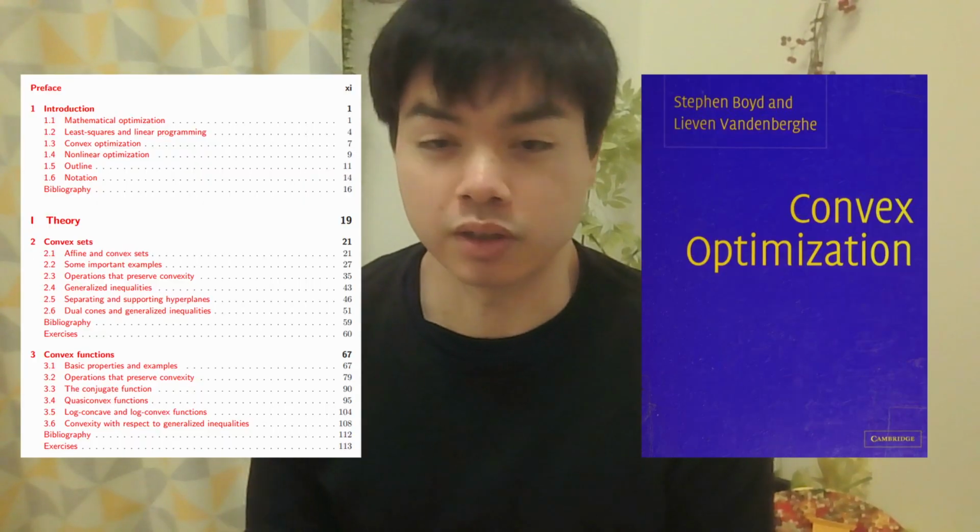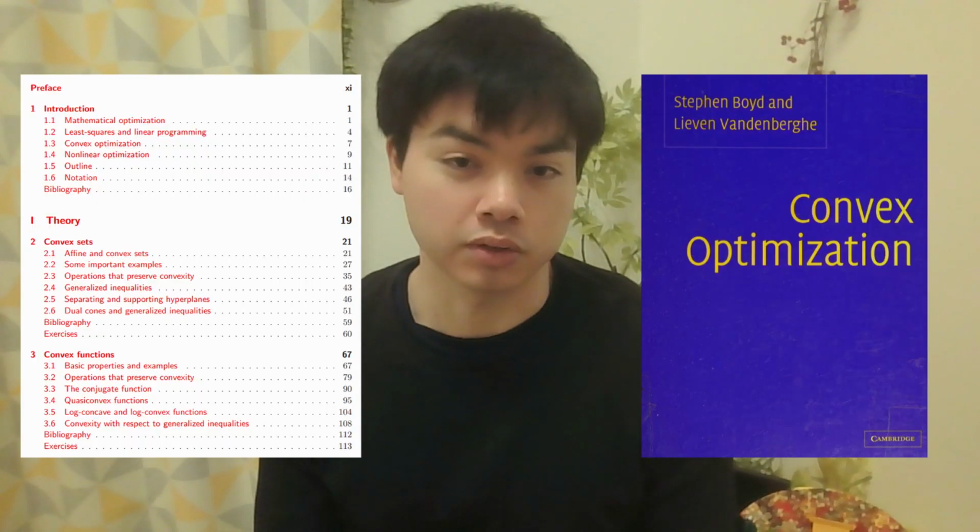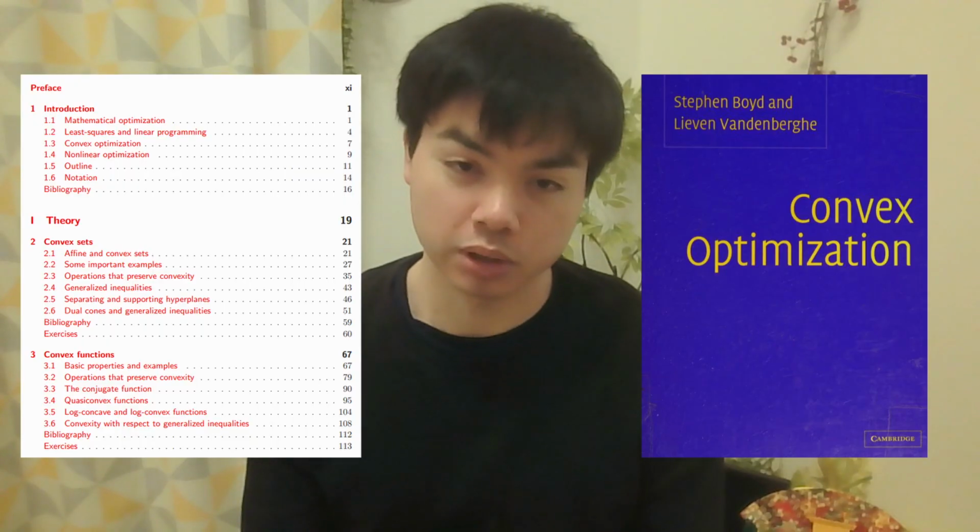Hey guys, welcome back to week 5 of my series where I'm learning ML through an optimization perspective. So this week I covered section 2.6 on dual cones and generalized inequalities from the Boyd book. I also reviewed some material from the previous sections. So in total I spent about 13 hours studying this week.